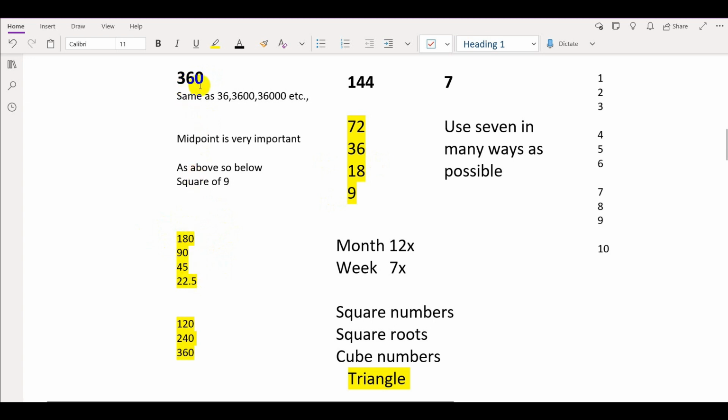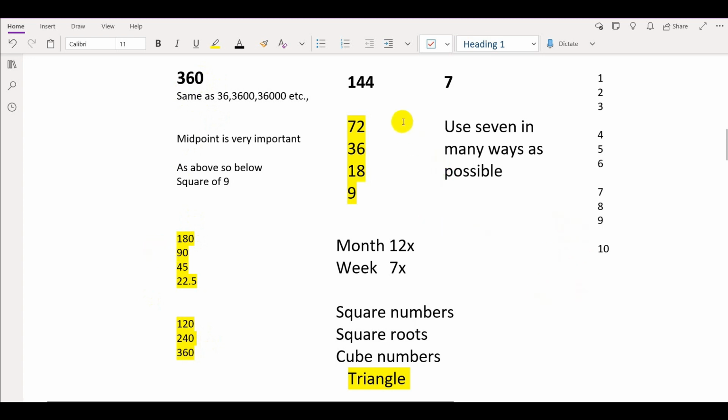So 360, when you divide it by 3, we get 120, 240, 360. So when you're dividing by 2 and dividing by 3, 360, it's a circle, cycles, it's all the same. So when we divide and we find the units of 360, it will give these numbers. We are going to use that in trading.